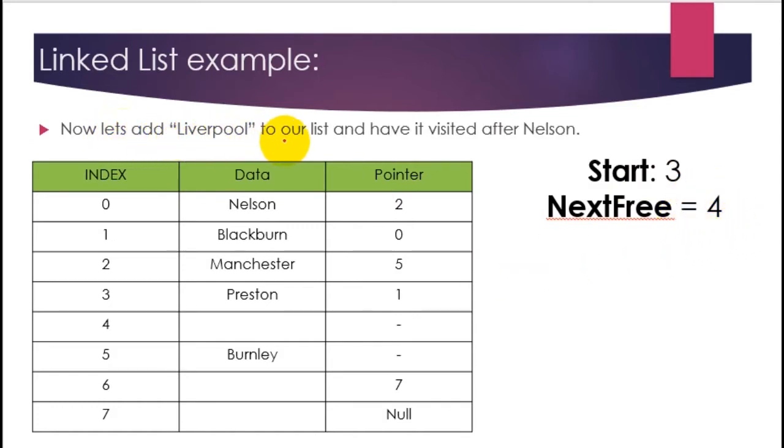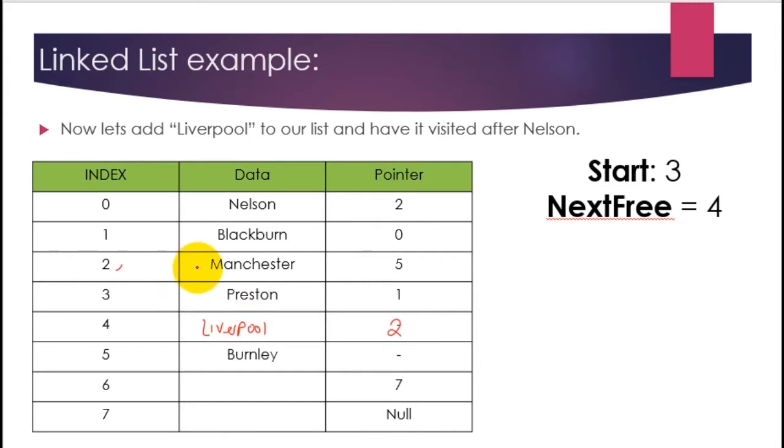Now let's add Liverpool to our list and have it visited after Nelson. So after Nelson, it currently points at Manchester. So first of all, the next free is 4, so it's going to add Liverpool here. And we are going to say that we want Liverpool visited after Nelson. So after Nelson, we don't want index 2 to be visited directly, so we can put index 2 here because we want it visited after Liverpool.